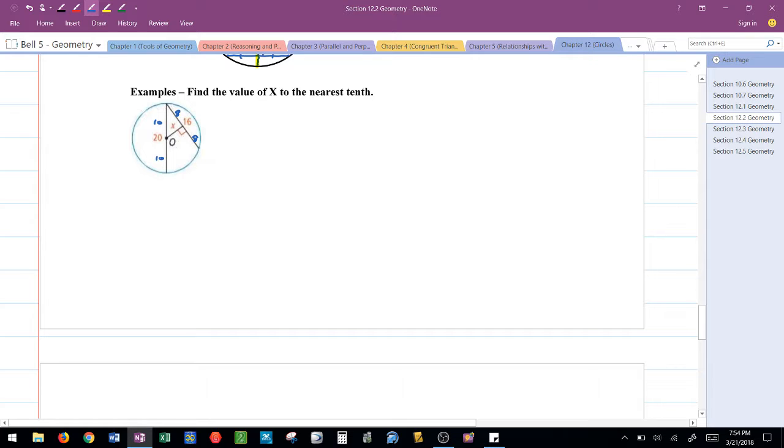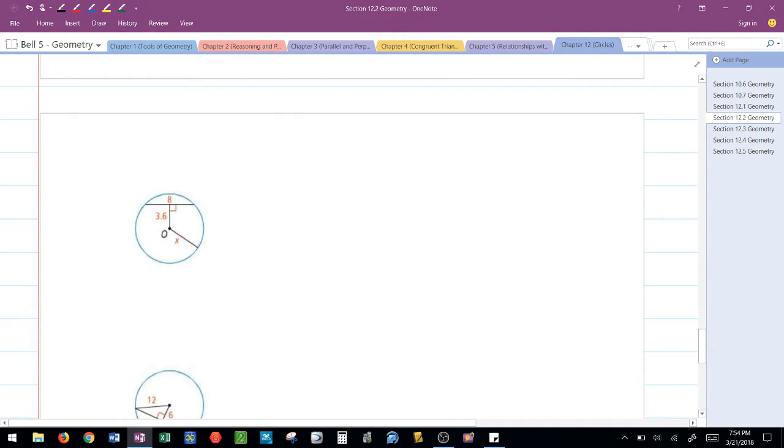In order to find x, I want to focus in just on this triangle here now. All right, so I know to find x, I'm going to use Pythagorean theorem that says 10 squared is equal to x squared plus 8 squared, or 100 is equal to x squared plus 64. Subtract 64, I get x squared is equal to 36, or x is equal to 6. All right, so the distance from the chord to the center is going to be 6 units.